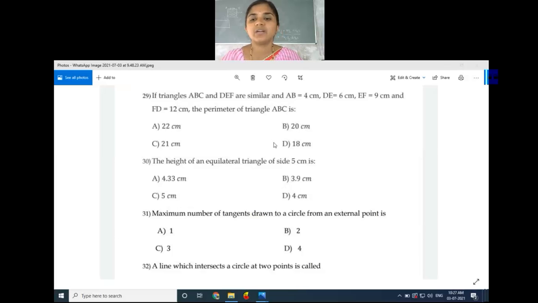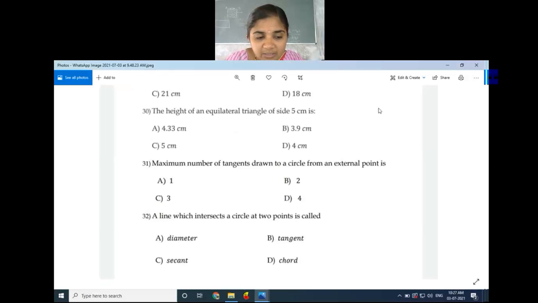Then what is the answer? 18? Is it 18, Vaishnavi? Yes, Mataji. Okay, so option D, 18 centimeter. I think everybody got the same answer. Okay, so next question number 30. Thank you, Vaishnavi. Yes, question number 30. Next question for Sumit. Okay, be ready, Sumit.